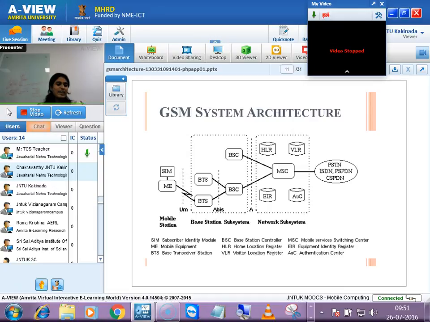Packet transmissions: I think you know what circuit switching and packet switching are. In GSM we have circuit switching, whereas in GPRS, General Packet Radio Service, which is nothing but 2.5G, we have packet switched data, packet switching. As I told you, 2G is GSM, 2.5G is GPRS. Here we have circuit switching.